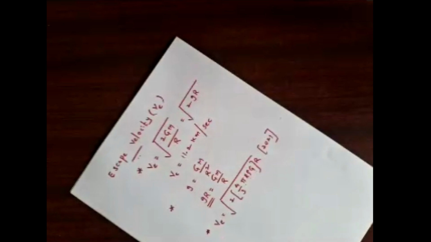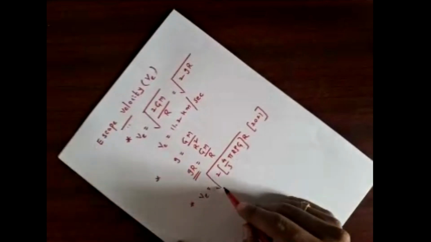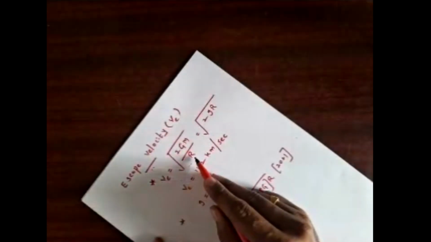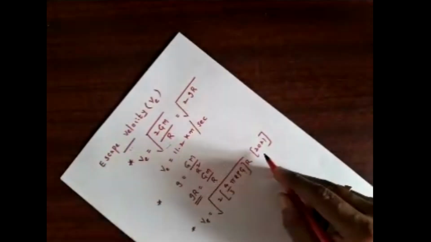In general, these are very important and very easy to do numericals also, so focus on this properly. Escape velocity, VE, in the form of density, this is the formula. The general formula is VE equals root over 2GM by R, which equals root 2GR. Based on this, they asked a question in the 2021 question paper.